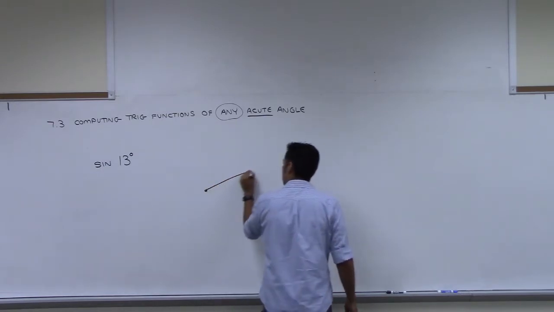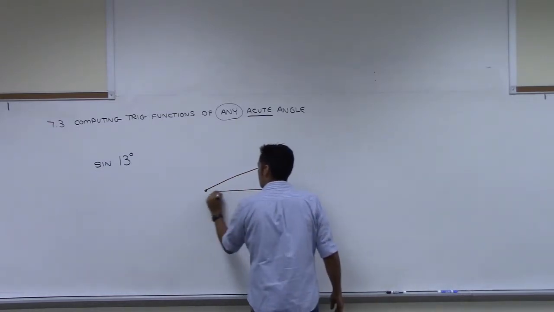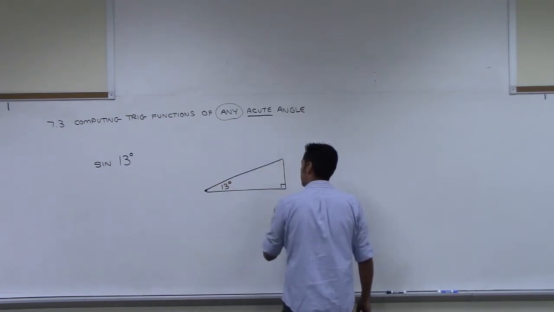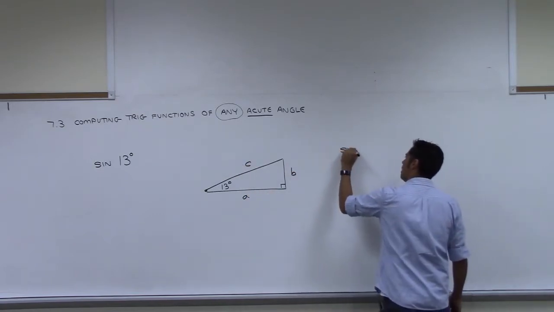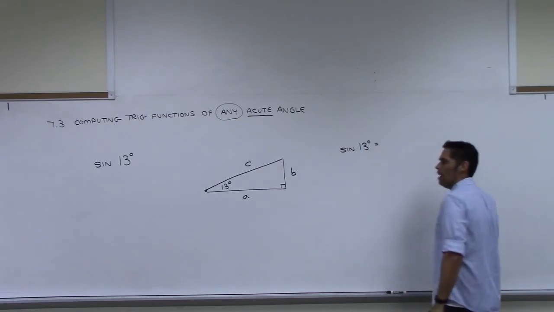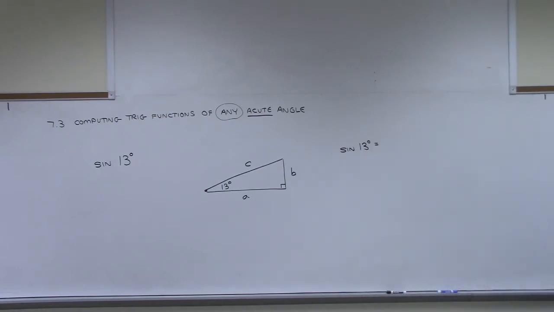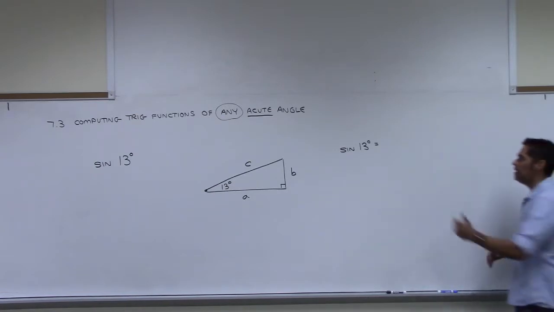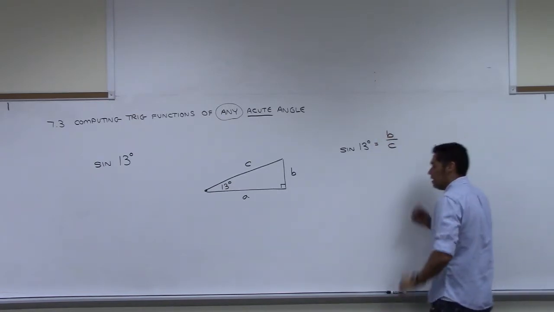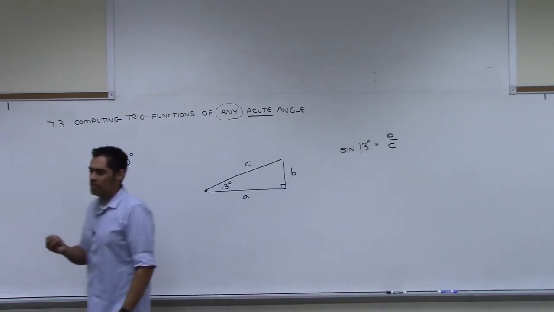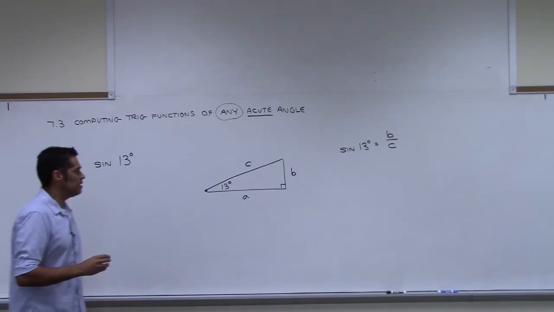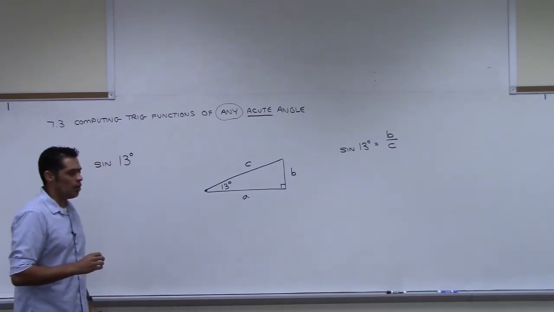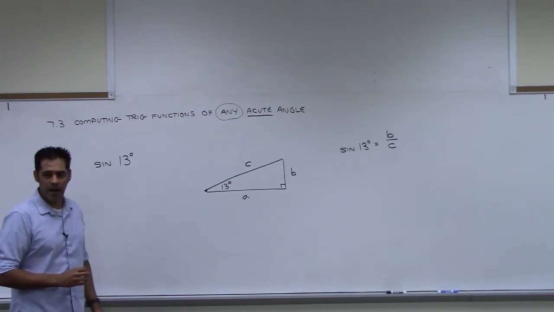It's saying if I draw a triangle and I call this angle 13 degrees, call this side A, this side B, and this side C, then sine of 13 is asking me for what? It's B over C. It's asking me to please give a numerical quantity to the ratio of the B side over the C side. So you tell me, is sine of 13 going to be a larger number or smaller number than sine of 45?